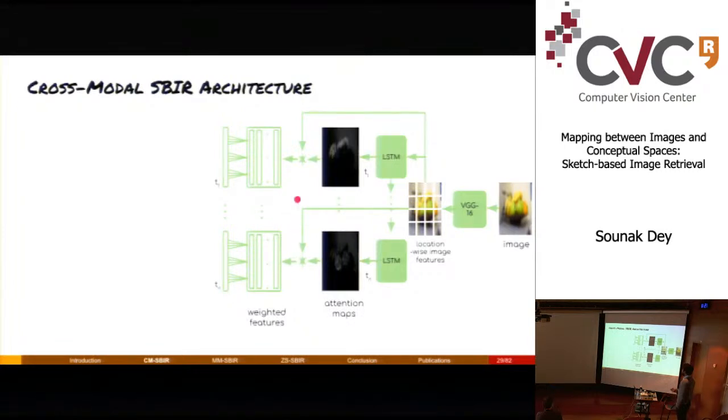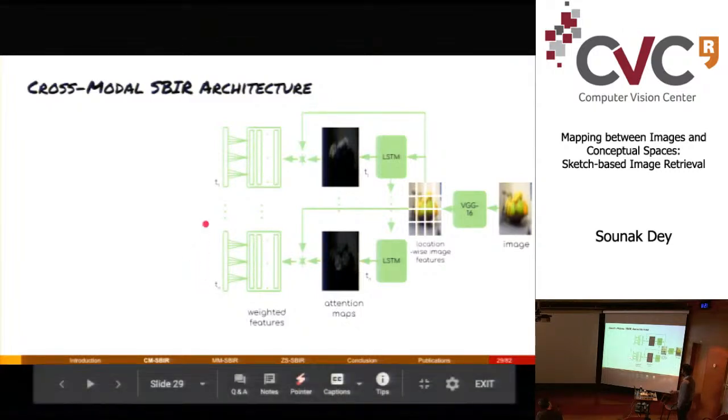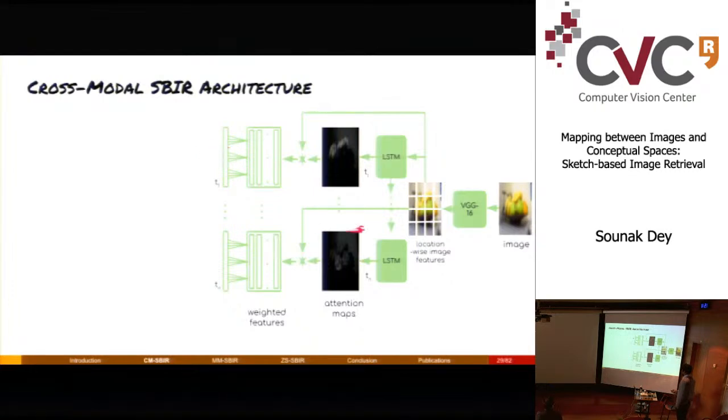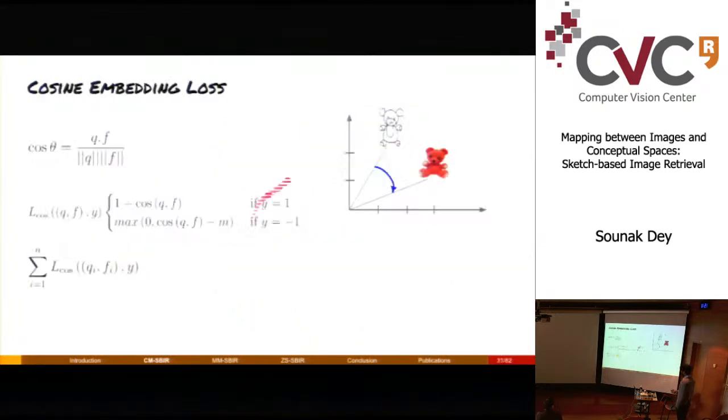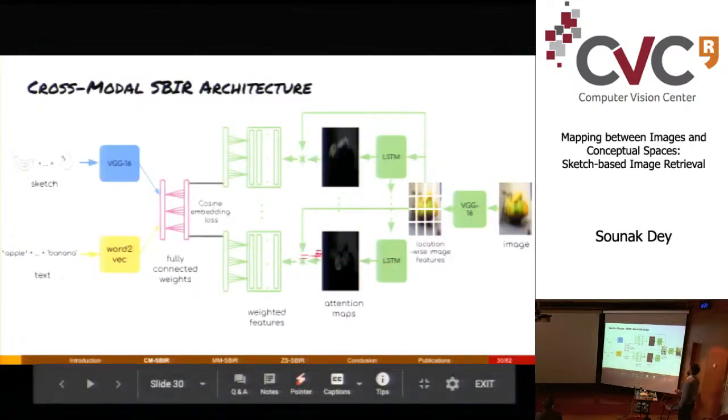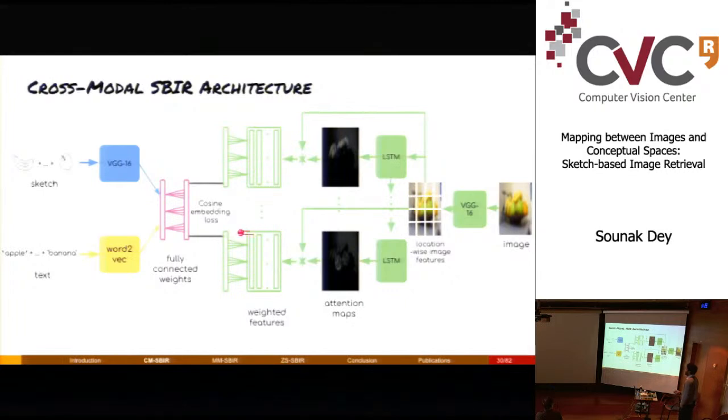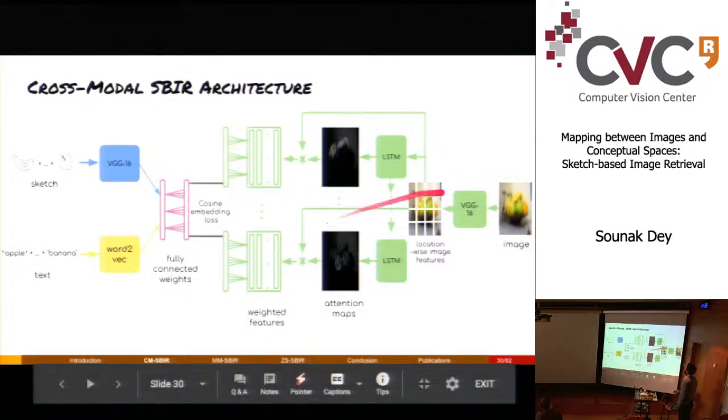Now once we have this for every timestep in this architecture, we pass it through a fully connected layer to get it nonlinearly transformed, and finally we get this feature space. Now once we have the query features as well as the image features, we apply a cosine embedding loss. This cosine embedding loss is computed cumulatively, because if there is more than one query, it is done cumulatively over the objects it has found in the images.